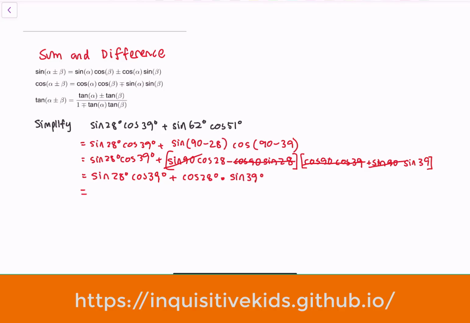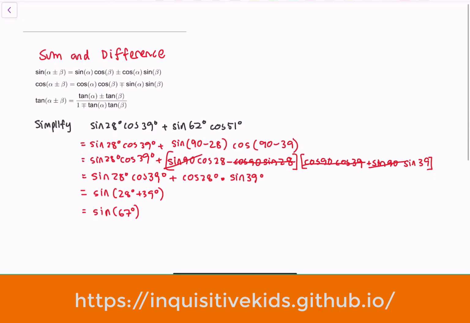Looking at our structure here, we can now use the sum and difference formula again, but backwards. It's the sine sum and difference formula. So this is the same thing as sine of 28 degrees plus 39 degrees, which is just sine of 67 degrees. And there we go, we have simplified our expression.